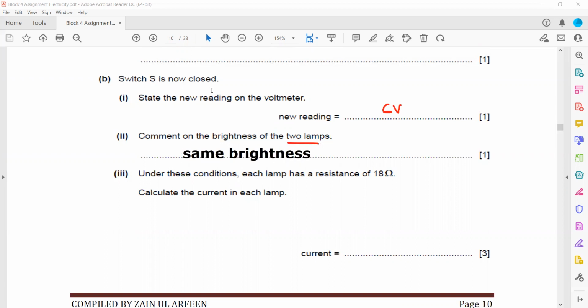Under these conditions, each lamp has a resistance of 18. Calculate the current in each lamp. How do we calculate the current in each lamp? We know the voltage is 6. The formula is V equals IR, where V is the voltage, that is 6, I is the current and R is the resistance, 18. So it will be 6 divided by 18. That is the current in each lamp. 6 divided by 18 will give us 0.33 ampere.